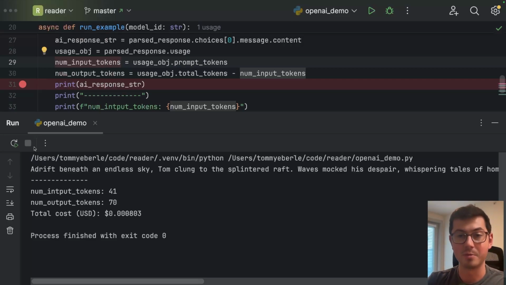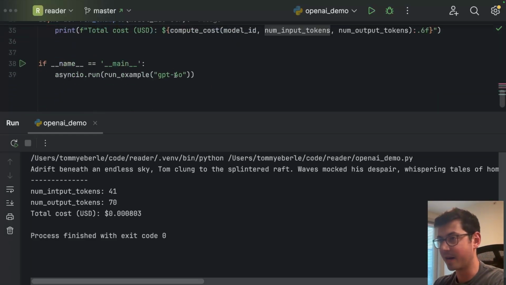The output tokens are going to be more expensive, and they're also going to have a much larger effect on the latency. A large number of output tokens will be much slower than a large number of input tokens in most cases. Anyway, as we can see here, and by the way, this was using GPT 4.0, the price was pretty low.